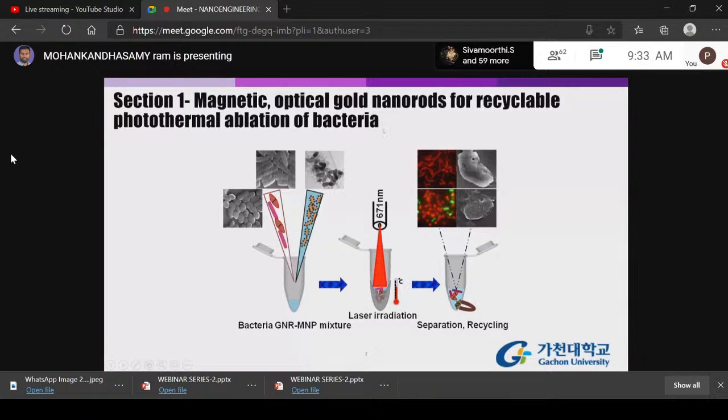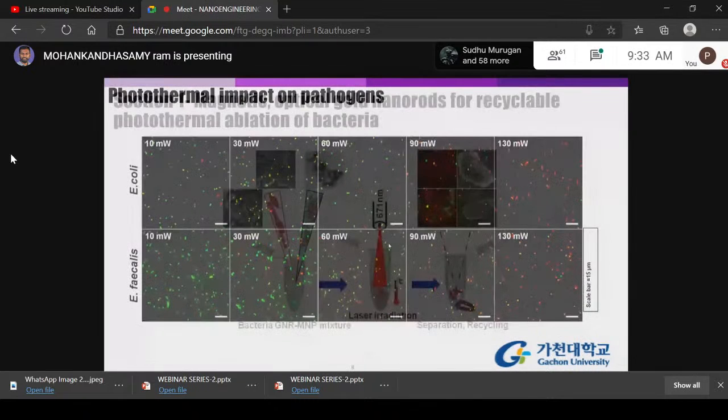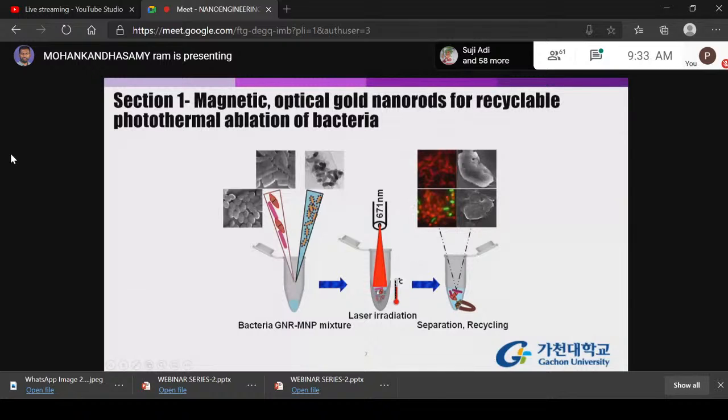This method is called photothermal therapy. When the laser beam is passed to the gold nanoparticles, they start producing heat according to the wavelength of the laser beam. So that heat could be used to kill the microbes. That's a hot topic these days, being used in cancer therapy. So when the laser beam is passed, the gold nanoparticles convert the photons into heat energy. So they produce heat.